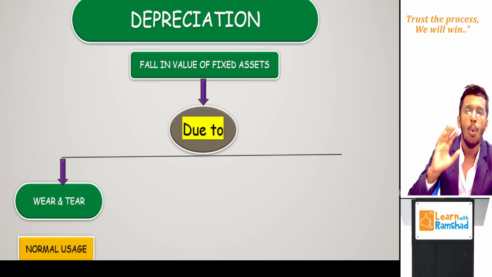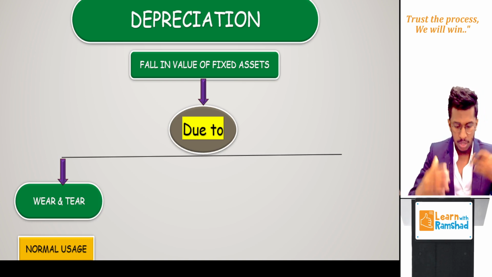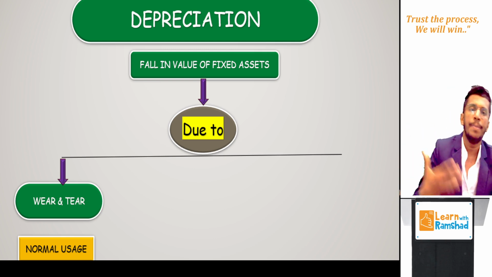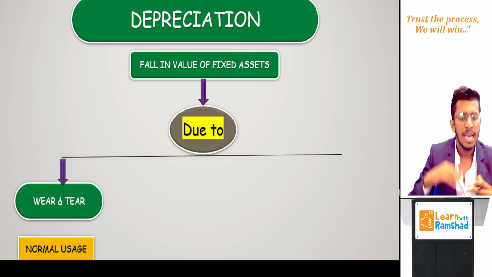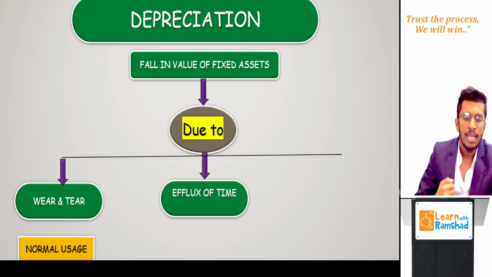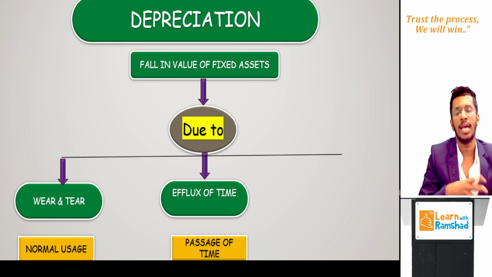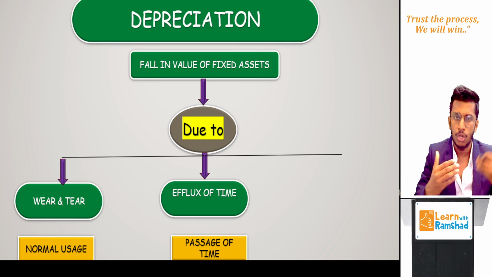Number 1, wear and tear. That means once you purchase a machinery or a car and start to use it, of course, the value will be reduced. It's a common reason, everybody knows. Ready? And the second reason is efflux of time. That means movement or passage of time. Let's say an example. You purchased a car. Normally, once you start to use it, of course, the value will get reduced.